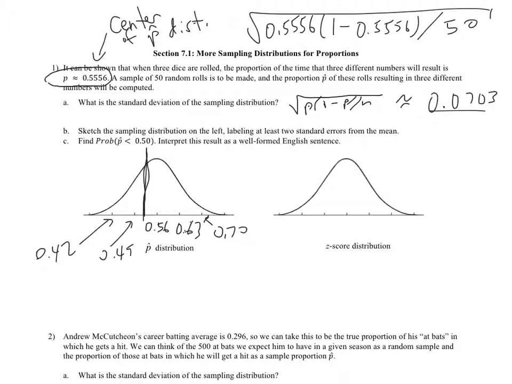And it says, what's the probability that p-hat is less than 0.5? So a p-hat of 0.49 or 0.42, right? These are all p-hat values. These are all less than 0.5. So this is what my picture would look like. The probability of p-hat being less than 0.5 is just the area of this shaded stuff.